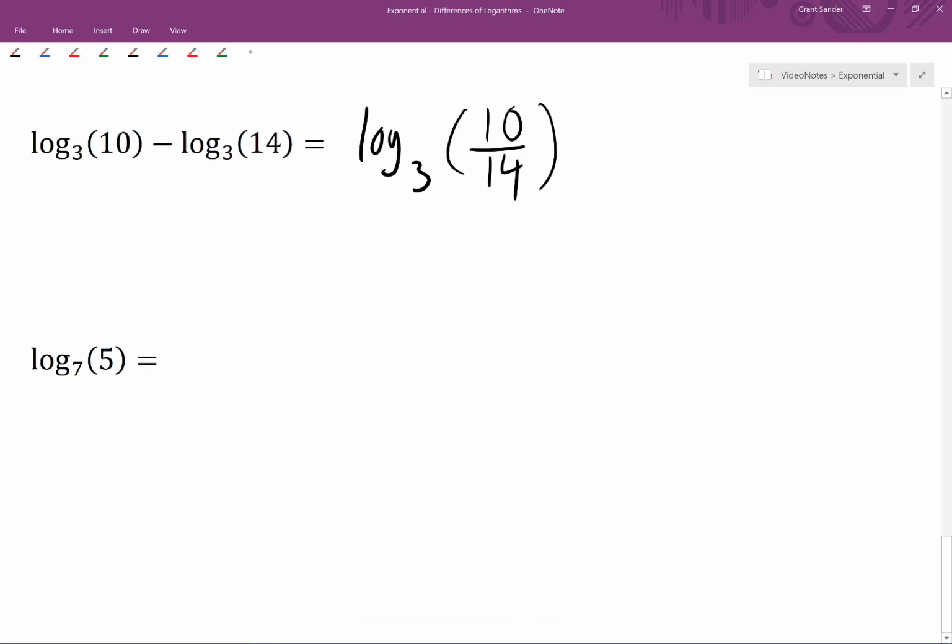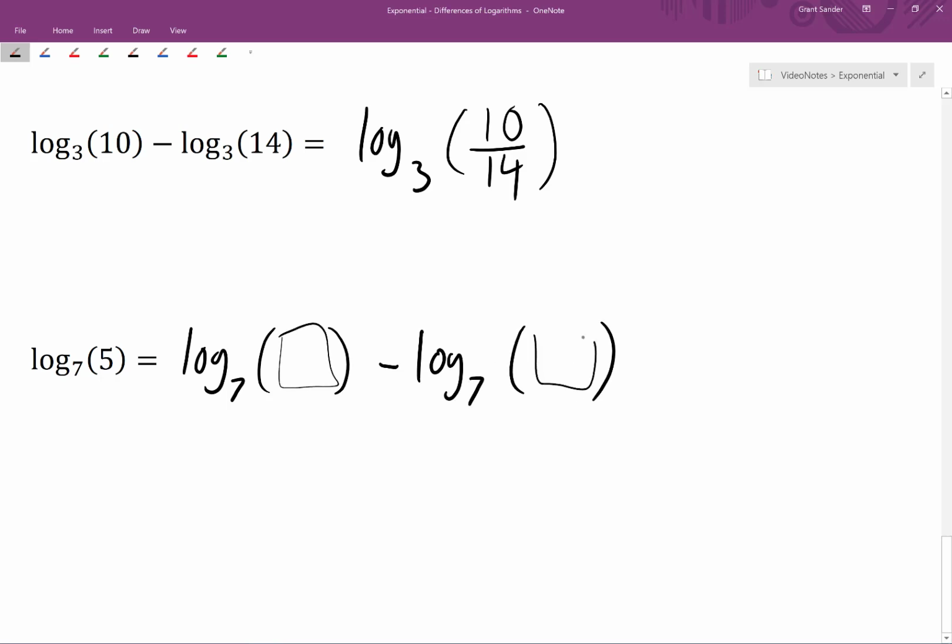On the other hand, we could take an expression like log base 7 of 5 and write that as log base 7 of some input minus log base 7 of some other input, so long as these two inputs divide to give us a value of 5. So for example, we could input 60 here and then 12 here, and that would be true because 60 divided by 12 gives us 5.